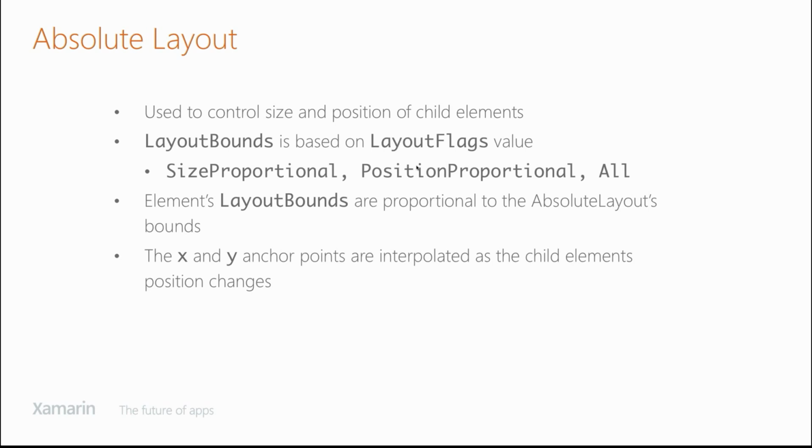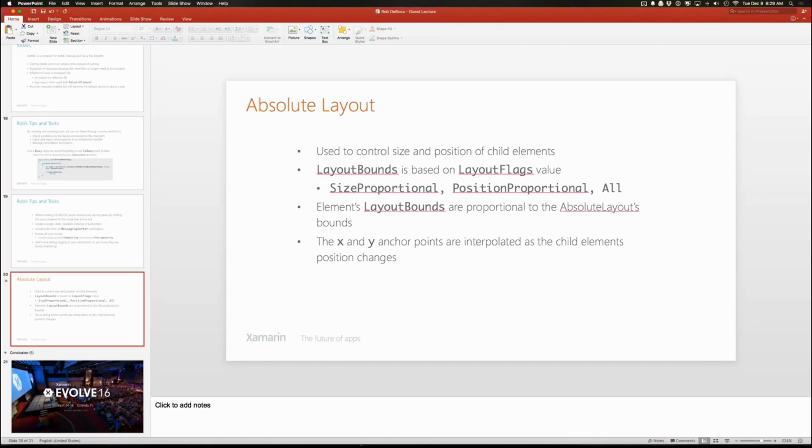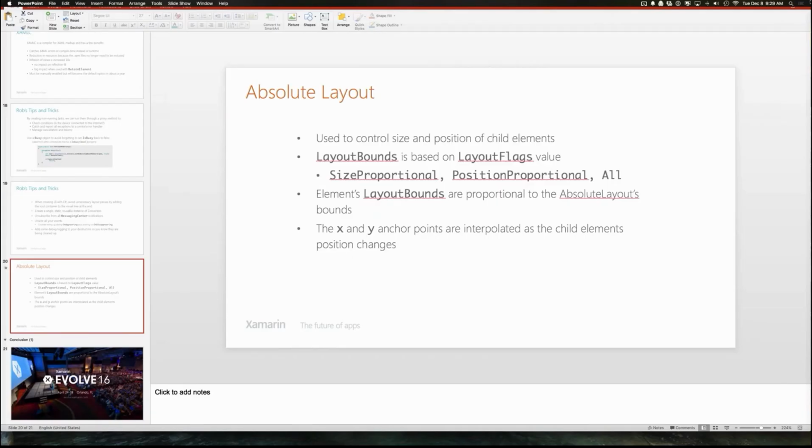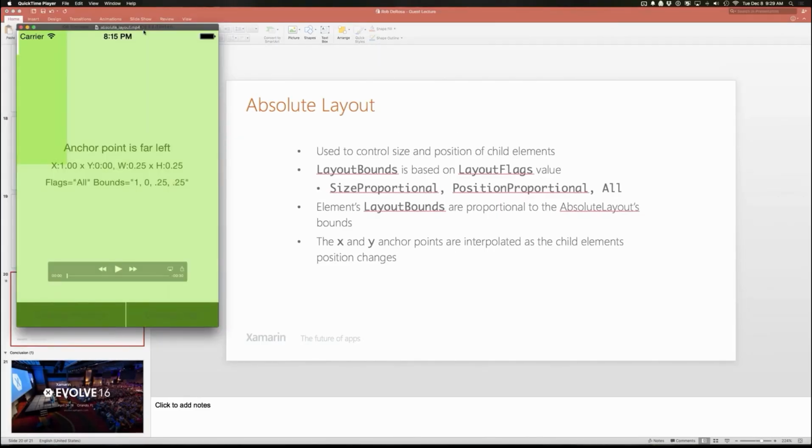So when layout bounds are proportional, the X and Y anchor points will be interpolated as the element changes position. That is one of the strangest things about absolute layout. I think it's best described with a video. So I'm going to show you guys real quickly how this works with absolute layout.